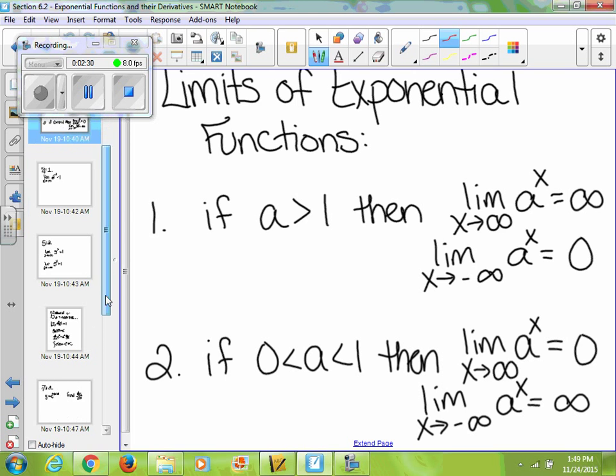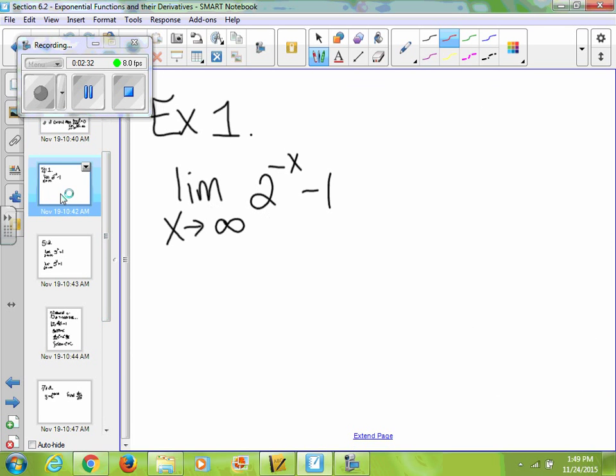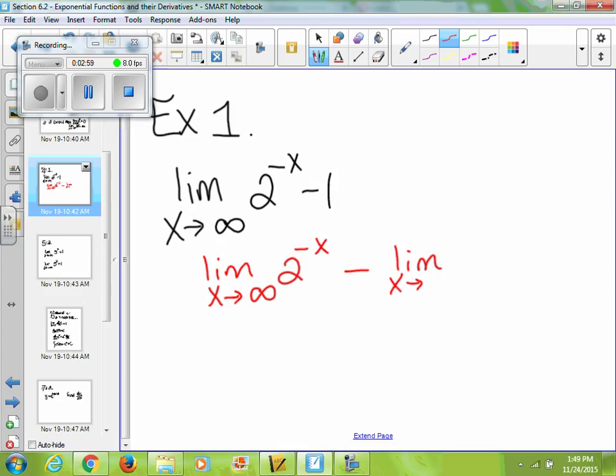Alright, so let's look at actually finding some limits of exponential functions. So an example, when I'm given the limit as x approaches infinity of 2 to the negative x minus 1. First thing I know I can do is distribute my limit. So I'm going to end up with the limit as x approaches infinity of 2 to the negative x minus the limit as x approaches infinity of 1.